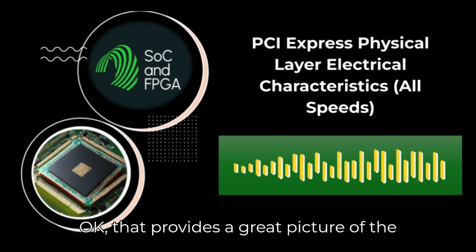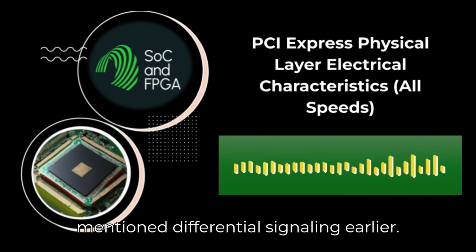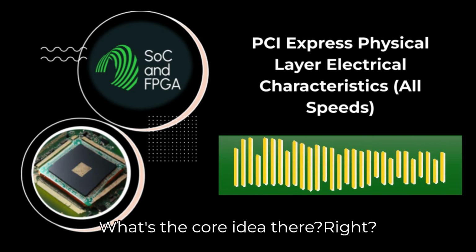Okay, that provides a great picture of the encoding evolution. Now, how do these signals actually travel physically? You mentioned differential signaling earlier. What's the core idea there?